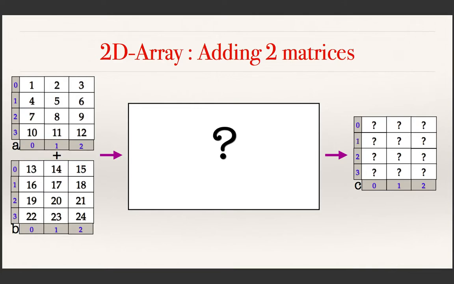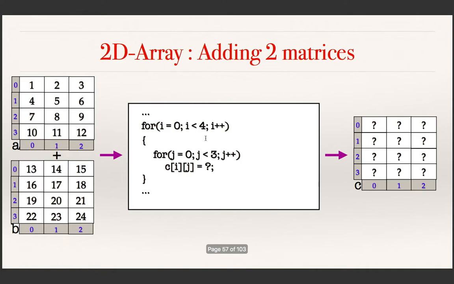Okay, then what will be the code to add these two matrices to give the resulting matrix? So how many rows are there in the resulting matrix? 4, same as the number of rows here, and 3 columns. So we know what will be the structure of the code. For i equal to 1 to 3, that is less than 4, for j equal to 1 to 2, that is less than 3, we want to find Cij.